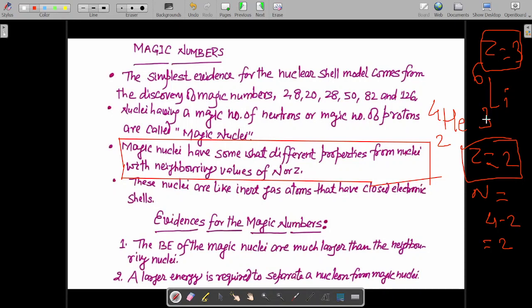So lithium is the neighbor of helium, but helium is a magic nucleus. These magic nuclei have somewhat different properties from nuclei with neighboring values of n or z. So helium will have somewhat different properties from its neighbor lithium.